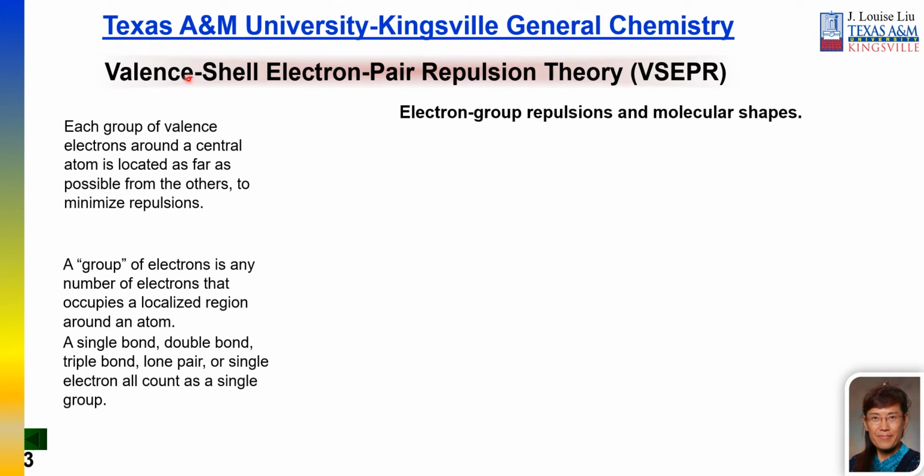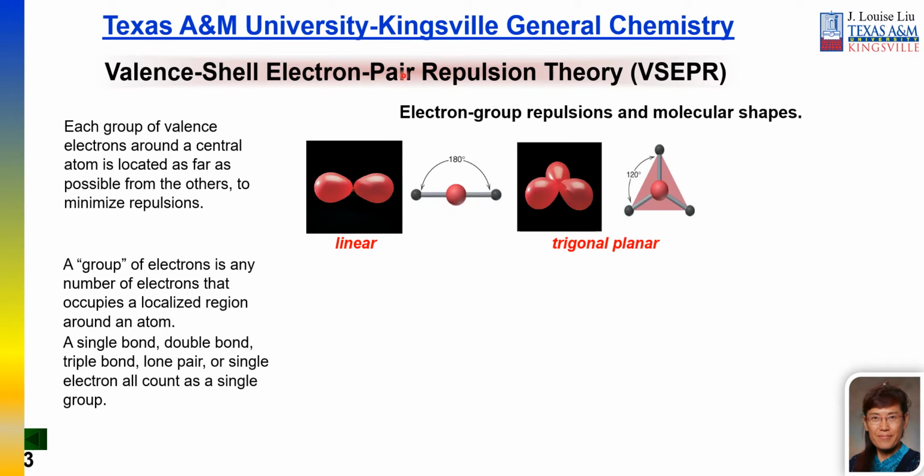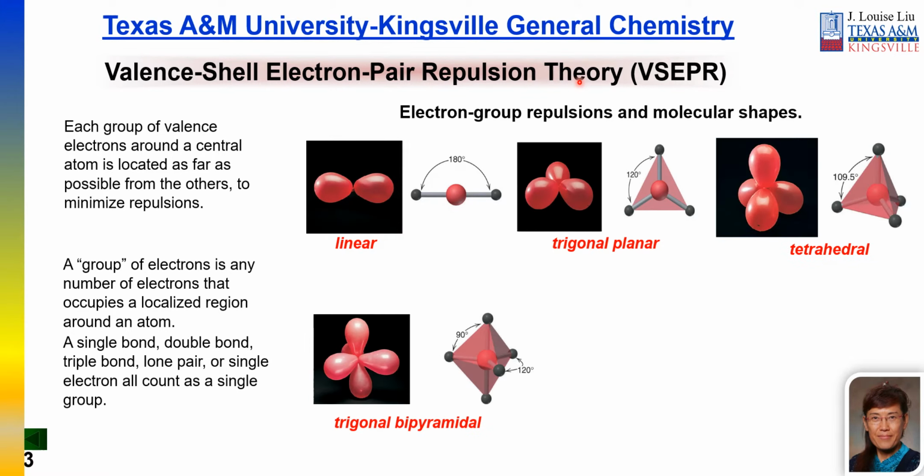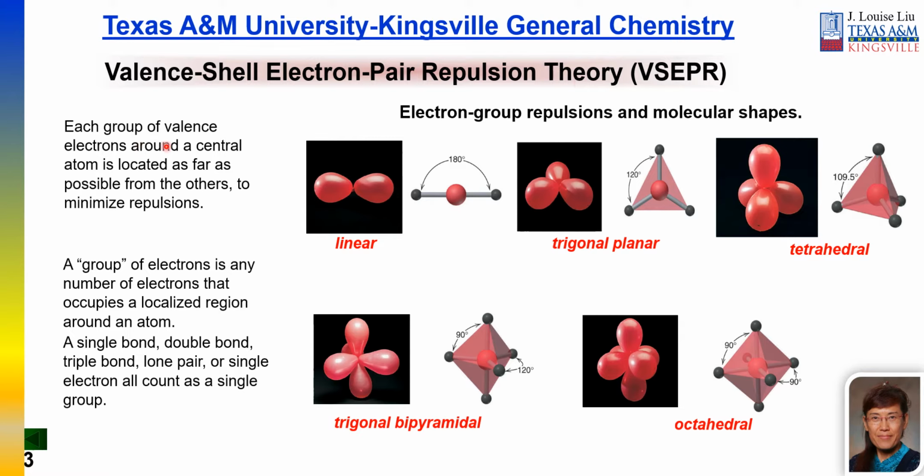In terms of the valence shell electron pair repulsion theory, we need to know three key points. Point 1: each group of valence electrons around a central atom is located as far away from each other as possible. This has the goal to minimize the repulsions between the different electrons.